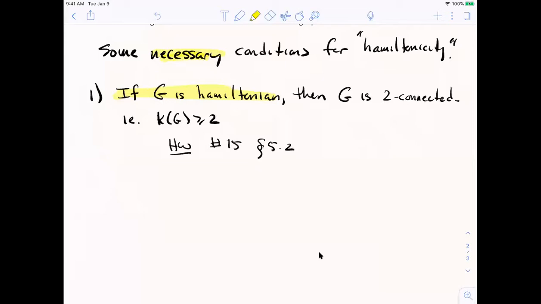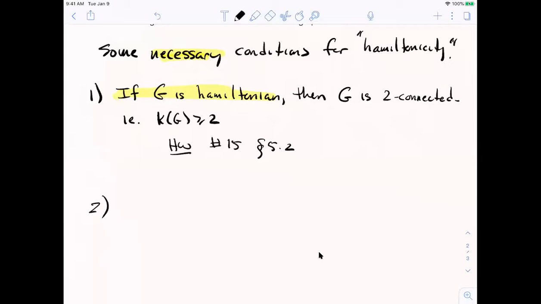All right, so necessary conditions can be used to rule out things. If you're trying to find out if a graph is Hamiltonian or not, if you have a necessary condition, think of the contrapositive of this statement. If G isn't two connected, then it's not Hamiltonian. So to say G isn't two connected means that it must have a cut vertex. So if you have a graph with a cut vertex, then don't look for a Hamiltonian cycle in it. That's what this condition means. Okay.